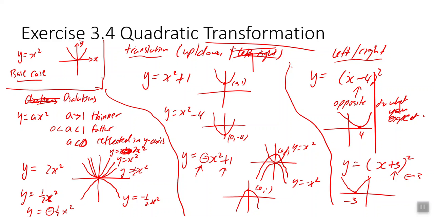So for left-right transformations, you always look at what numbers are in with the x, inside a bracket for quadratics. We'll explore this further.